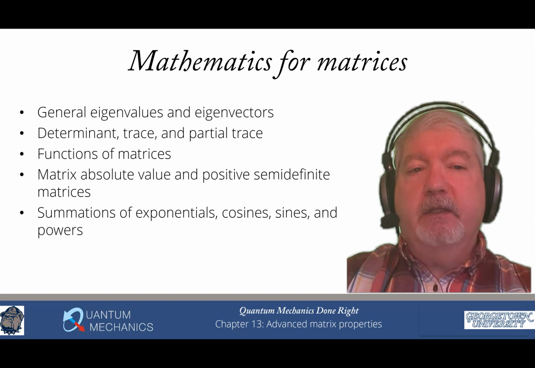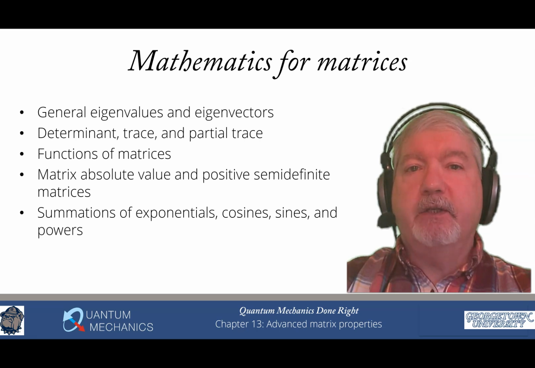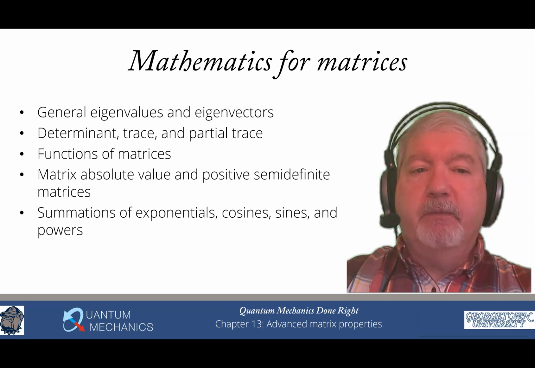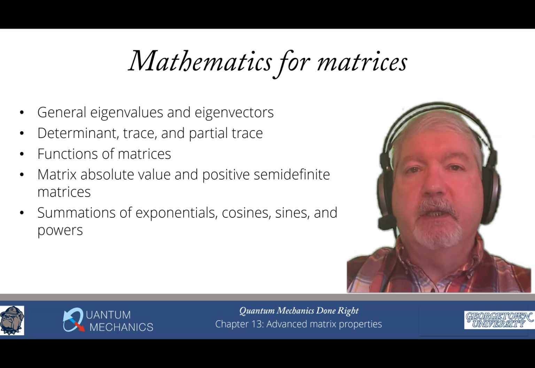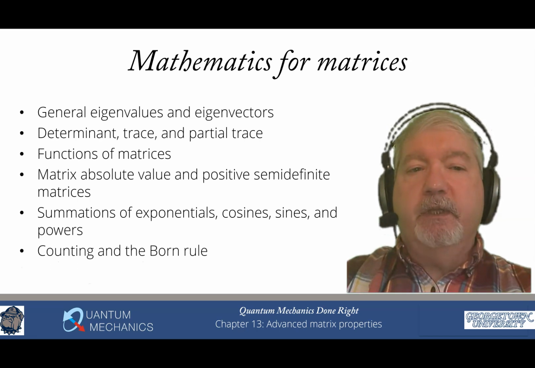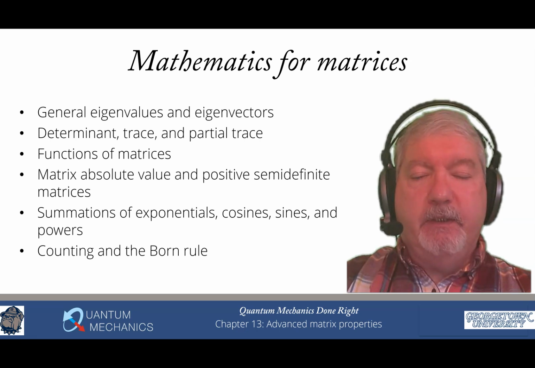We then switch gears, go away from matrices, and we look at how you can do summations of exponentials, cosines, sines, and powers. This becomes very important in looking at a number of problems that have to do with time evolution. And then we conclude with a chapter that looks at how the Born rule can be related to counting. And it's a really cute argument that motivates why the Born rule is what it is.